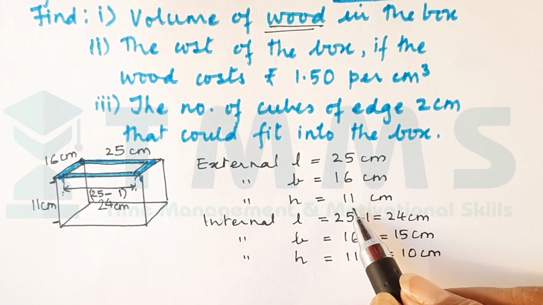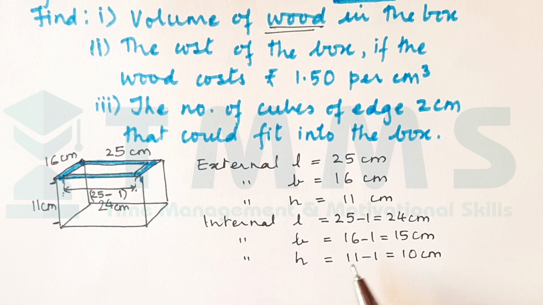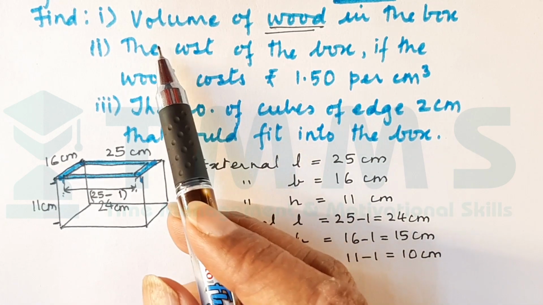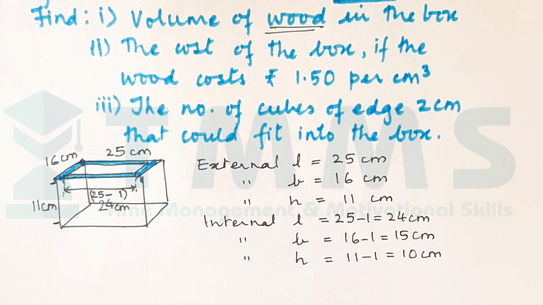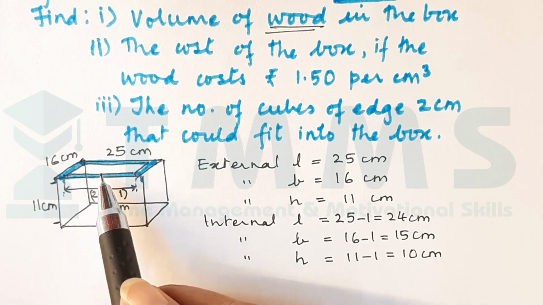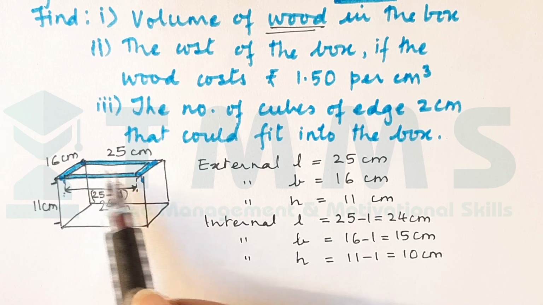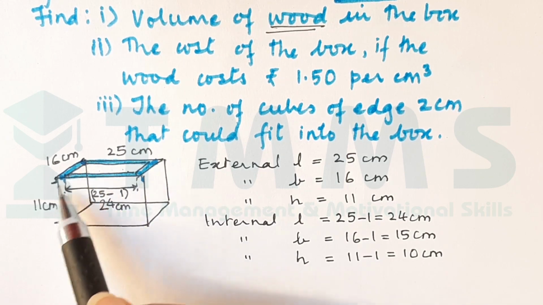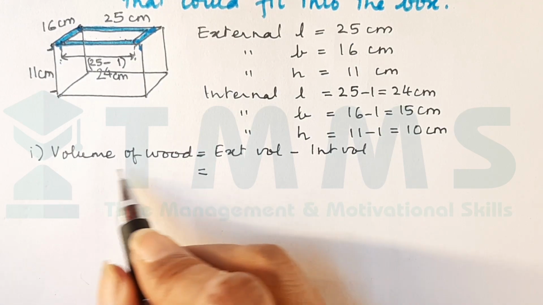So we have written these external dimensions and the internal dimensions like how I mentioned to you earlier. Now the first part says volume of the wood in the box we have to find. Now volume of the wood will be external volume minus the internal volume, because internal volume is hollow. Wood is not here in the center, is it? No. And so it will be external volume minus internal volume. So we write just that. So we have written this.